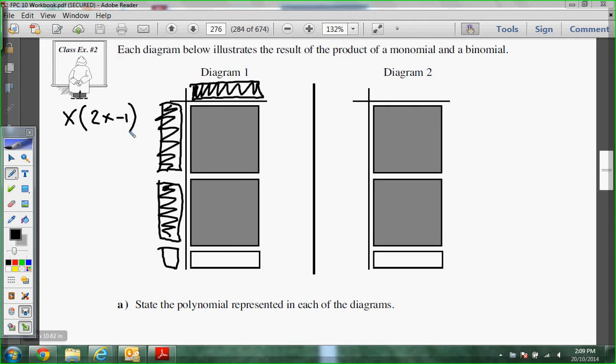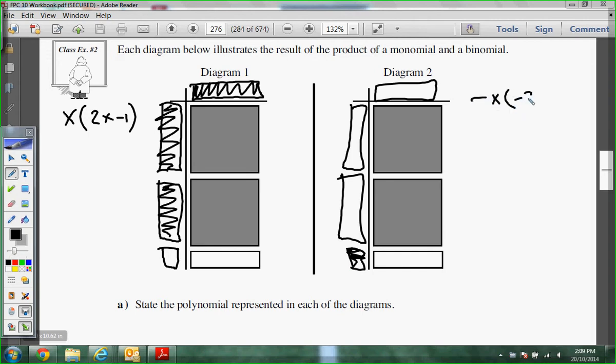Okay, this one here, ways we can do it? Yeah, there are two different ways we can do it. So negative times a negative, and then a positive here. So that's your two options you can have. Okay, and this one would be negative x times negative 2x plus 1.